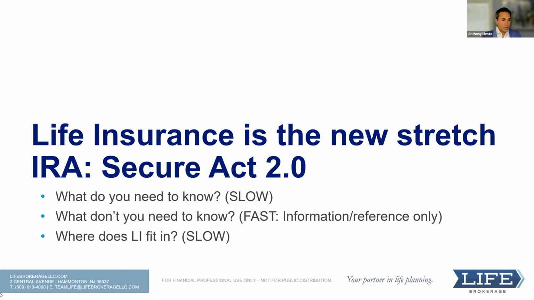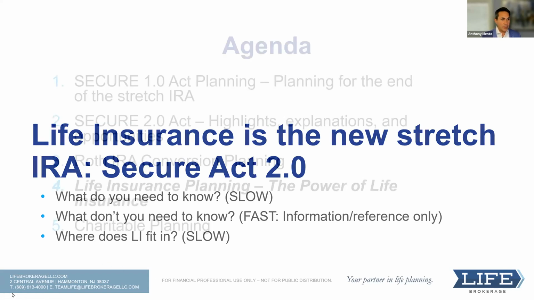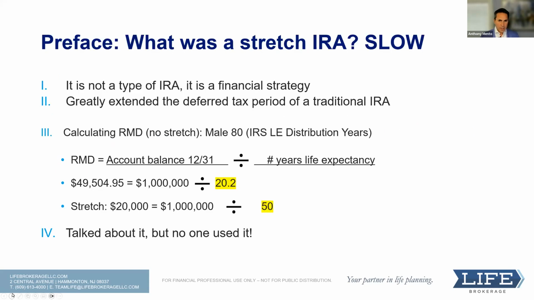So we'll start off with a little bit of setup, because you can't really understand the destination until you understand how we got here. SECURE Act 1.0 was the starting point. Every wealthy individual who had meaningful dollars in their IRA did two simple things. One, they stretched their IRA, and two, they left their IRA assets to a trust. The stretch IRA is not a type of IRA, it's just a financial strategy that extends the deferral period and gets around the RMD issue.